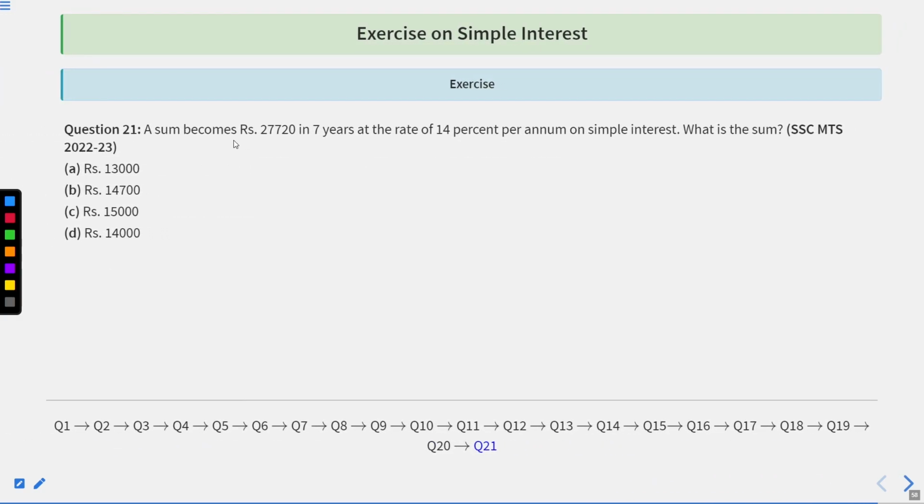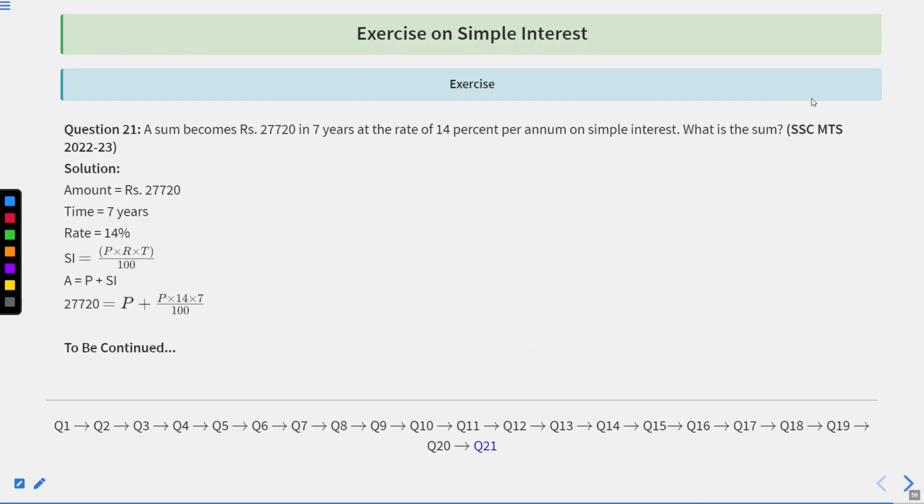Question number 21. A sum becomes rupees 27,720 in 7 years at the rate of 14% per annum on simple interest. What is the sum? So the amount is equal to 27,720 and the time is equal to 7 years. So the rate is equal to 14%. So the simple interest is equal to PRT upon 100.